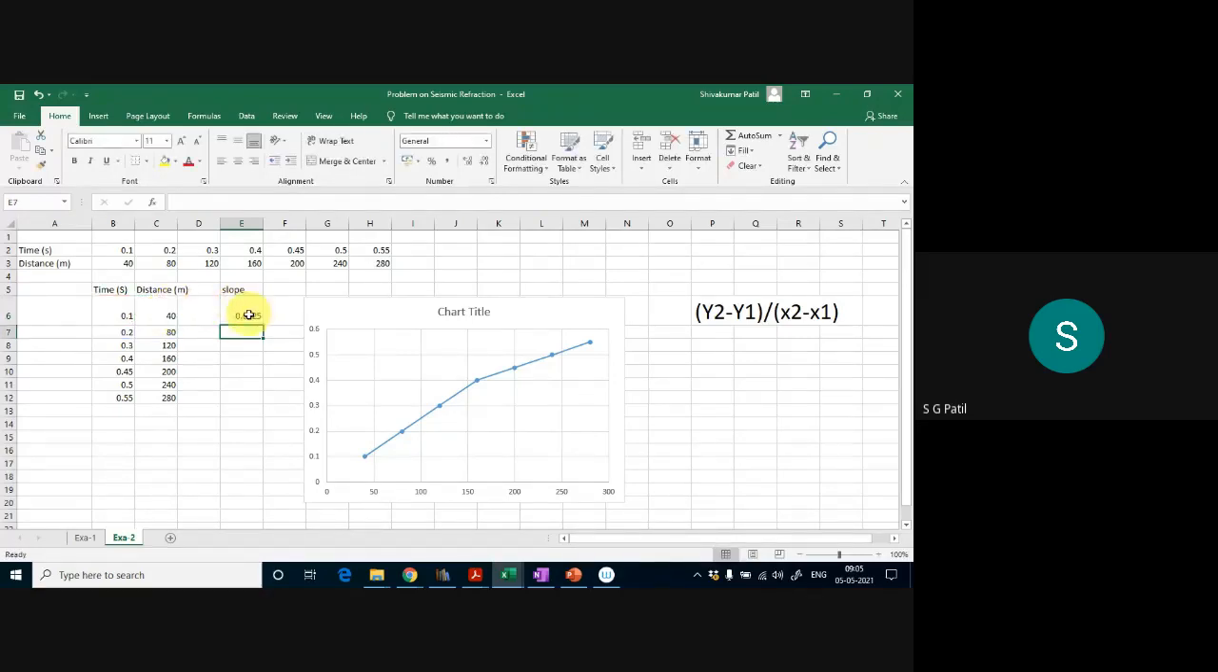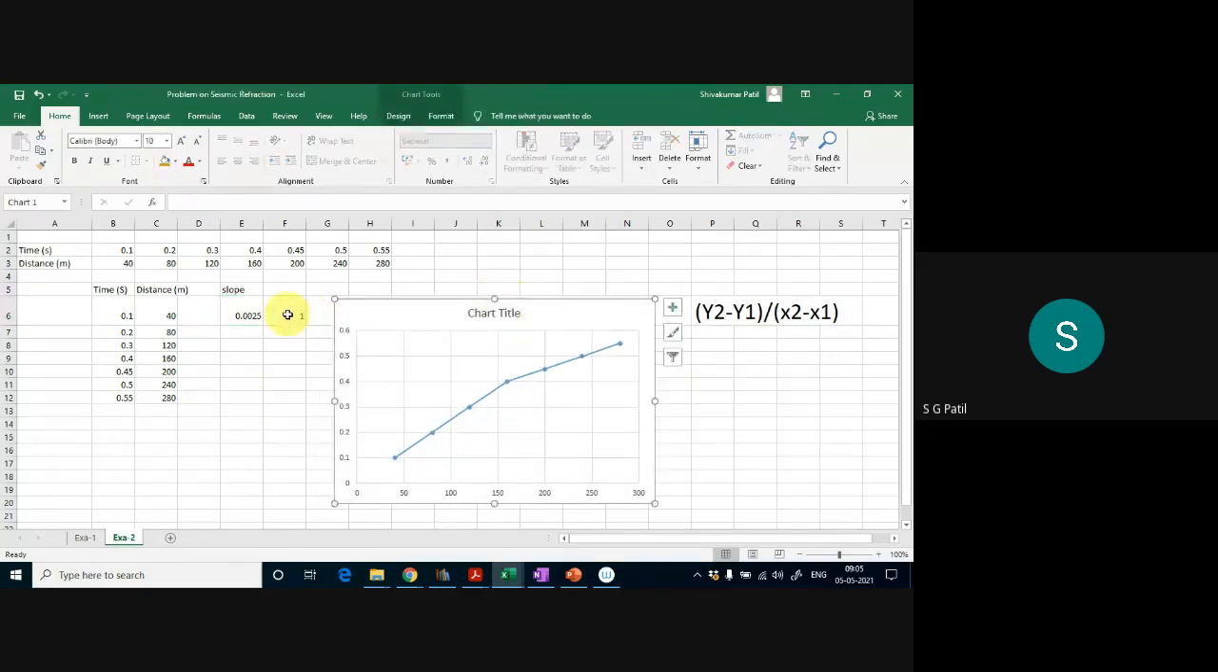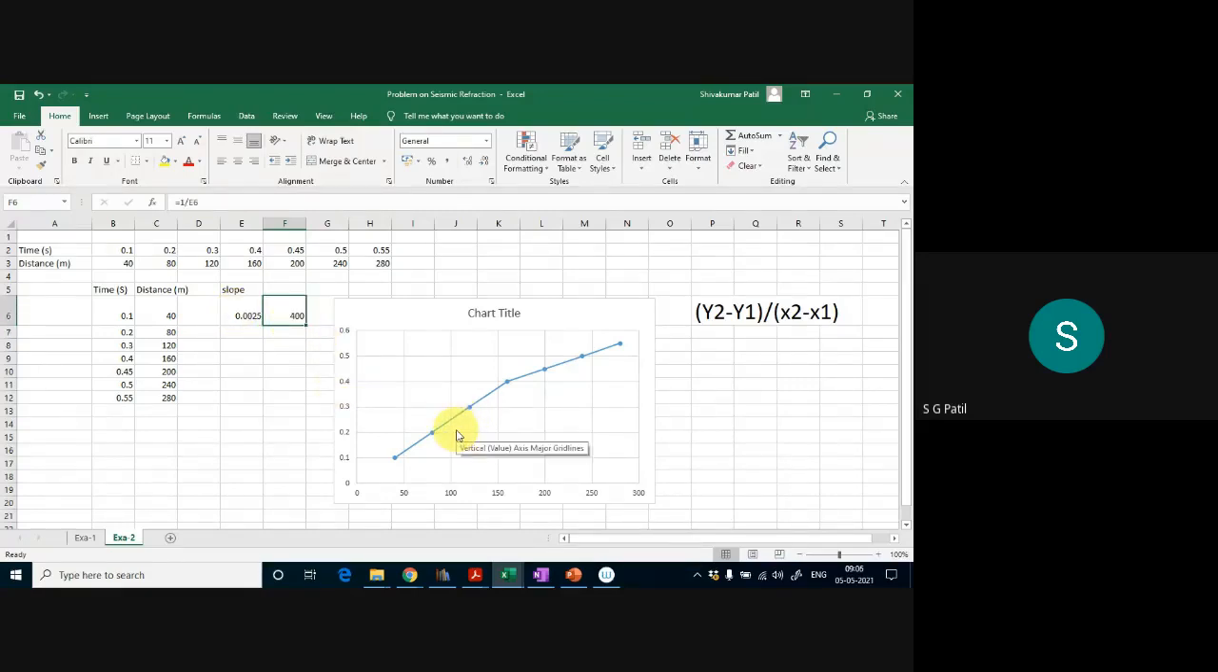So you take the inverse of this. The inverse is 1 upon this slope, 1 divided by its slope. It will give me the velocity. The first slope gives 400, so my v1 is 400 meters per second.